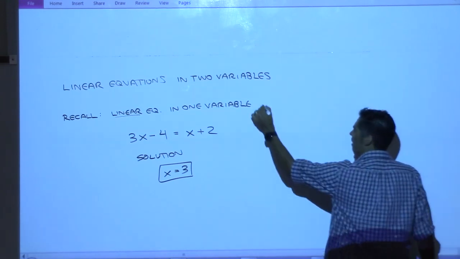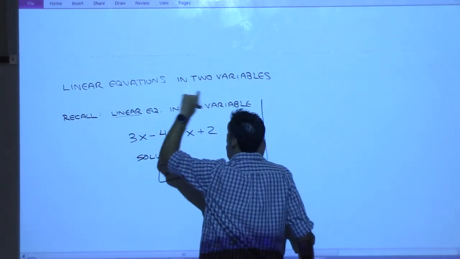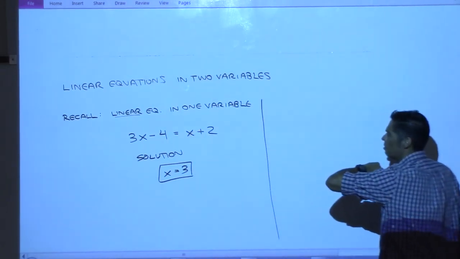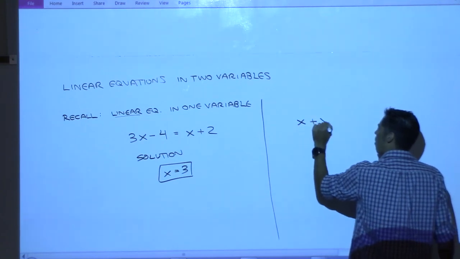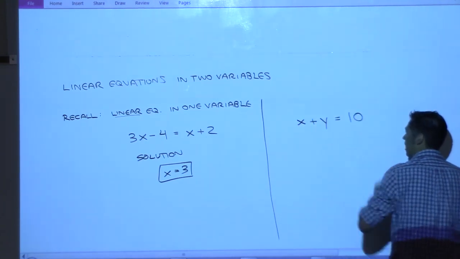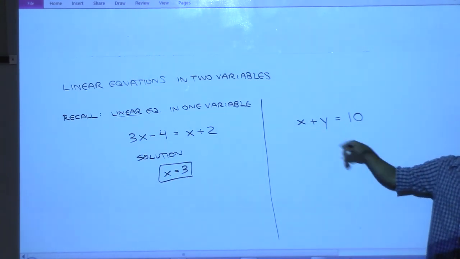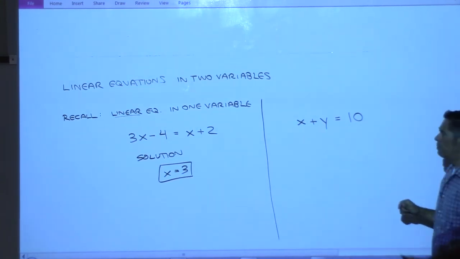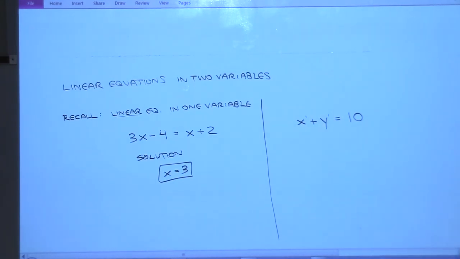So what we're going to do today is look at linear equations. So same thing, linear equations, but this time two variables. So let me give you a very simple example of this. x plus y equals 10. So now you have an equation, you have two variables. We're still linear because both the variables, x and y, are both to the first power, right?